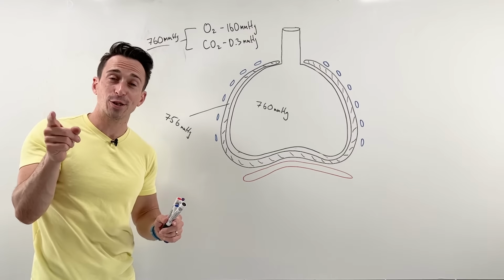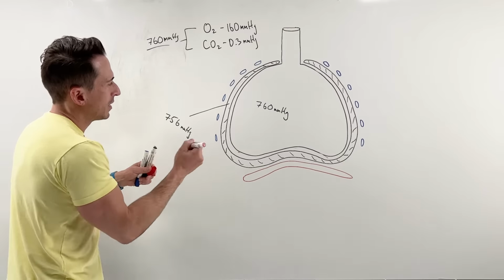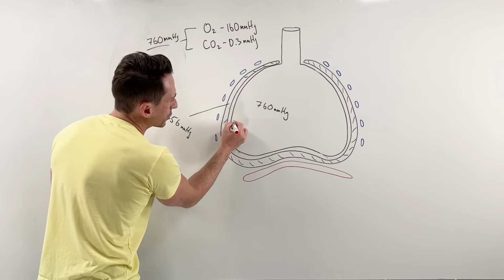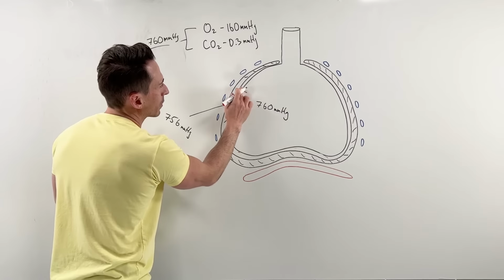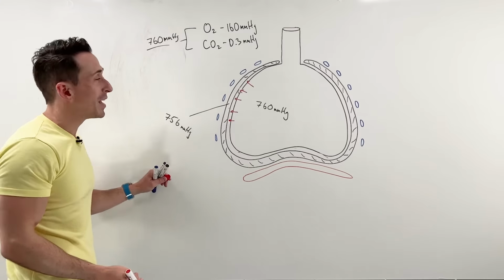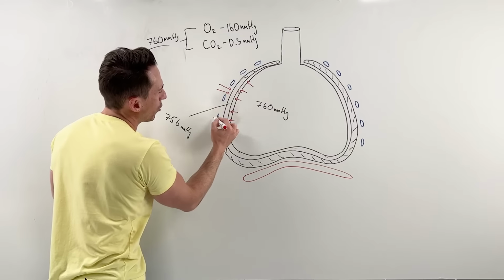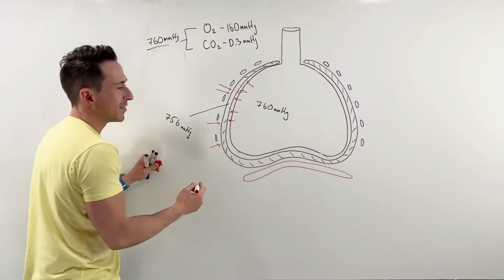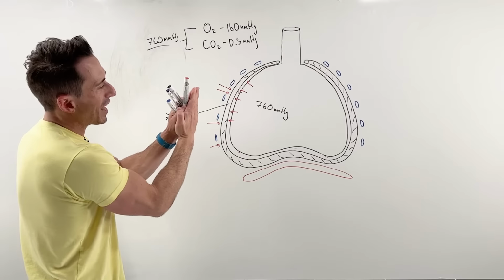I said high pressures want to move to low pressures. So that means that the lung tissue itself wants to stick to the pleural cavity, and the external atmosphere places pressure on the pleural cavity as well. So that means this pleural cavity is stuck together like that.